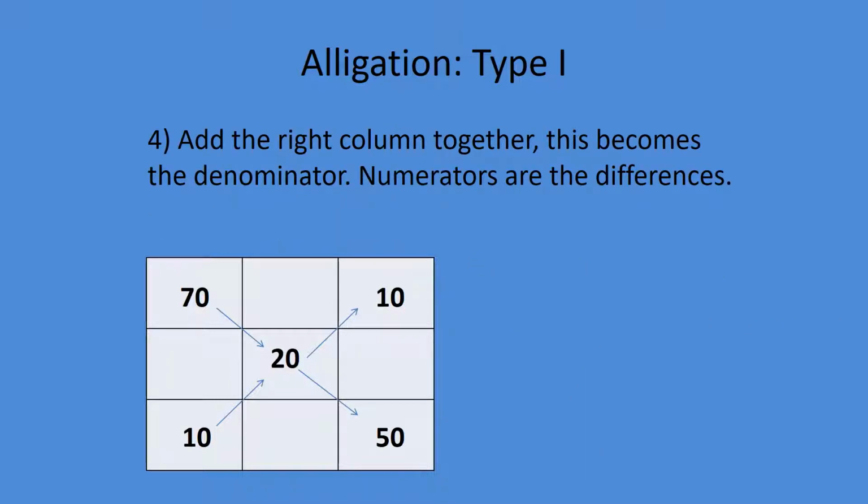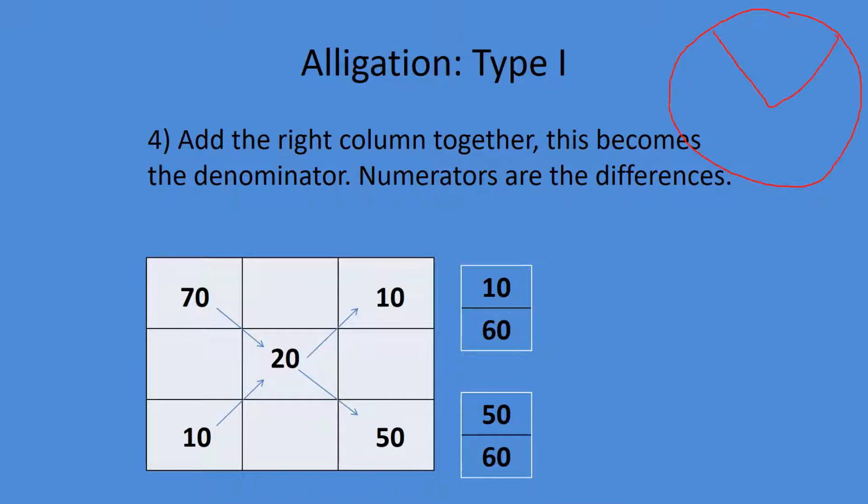All right, so let's add those parts together. Here we're going to make a fraction, 10 out of 60, because it's 10 out of the whole. And the other fraction we'll make is 50 out of 60. Right? So let's draw that picture again. So we got 10 parts here, and we got 50 parts here.